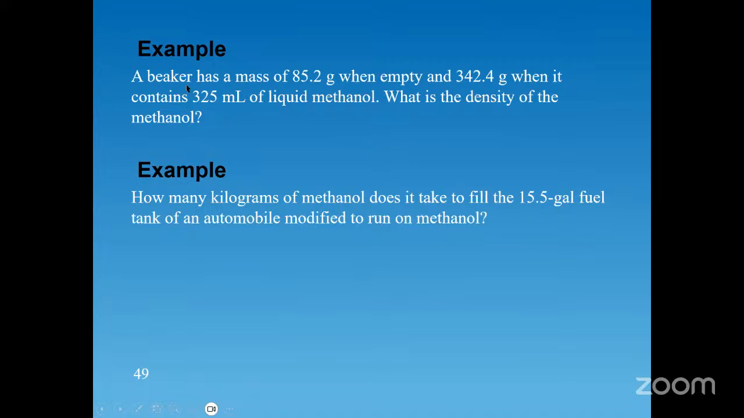The first one says, a beaker has a mass of 85.2 grams when empty, and then 342.4 grams when it contains 325 mils of methanol. What is the density? Well, this one is a straightforward one. If you recognize that, of course, the mass of the liquid would be the difference between these two. So therefore, the density would be equal to the mass of the liquid, which is 342.4 grams minus 85.2 grams, and then we divide that by the volume, which is 325 mils. And then we work that out.